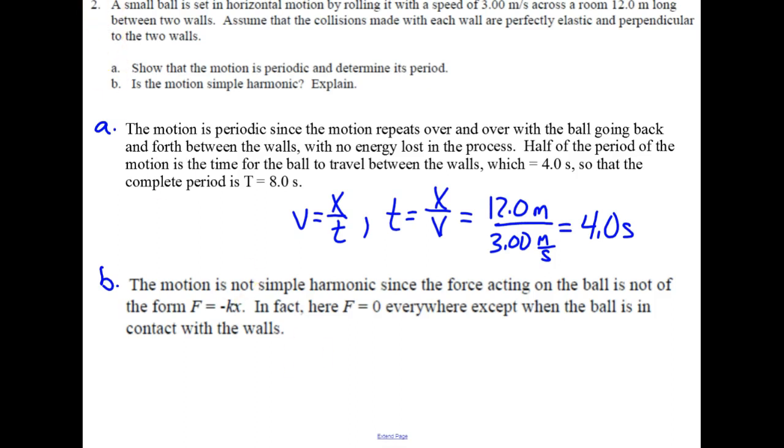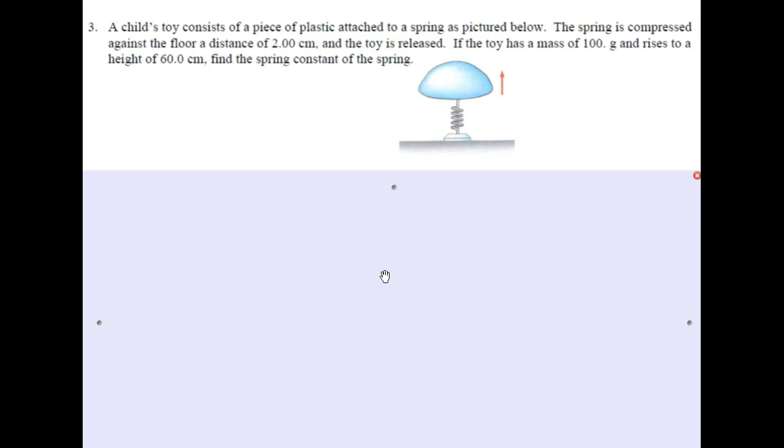Okay, on to number 3. A child's toy consists of a piece of plastic attached to a spring as pictured below. The spring is compressed against the floor a distance of 2 centimeters and the toy is released. If the toy has a mass of 100 grams and rises to a height of 60 centimeters, find the spring constant of the spring.